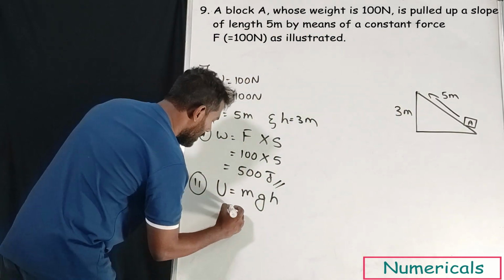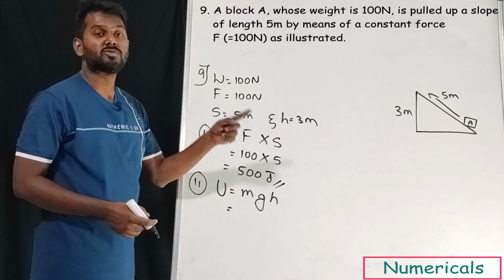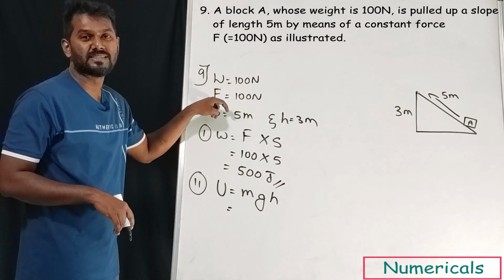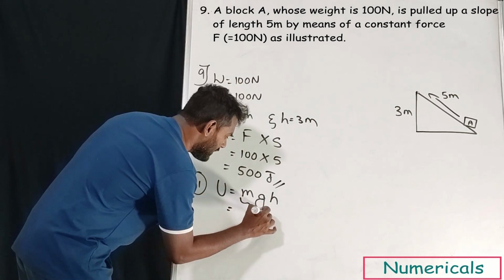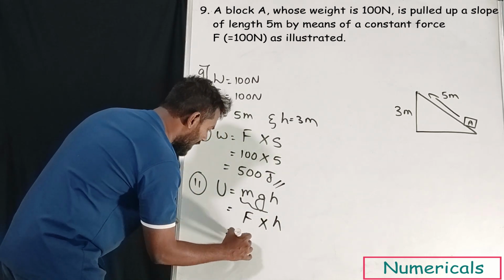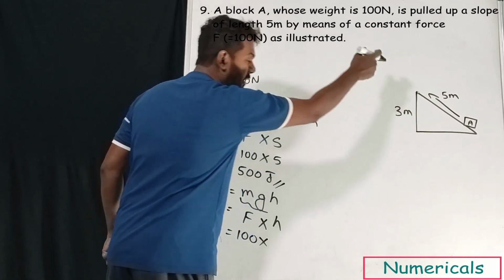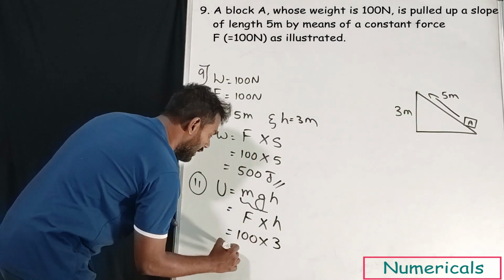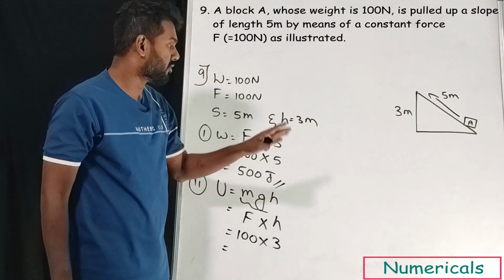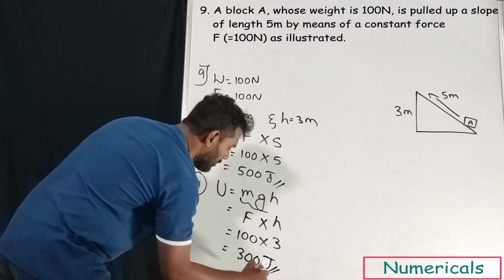Okay, now m into g, we don't have the value, correct? But what is m into g? If we multiply m and g, then what do we get? We get force, that is directly given. So combining these two, we can write it as F into h, correct? Now F is 100. Height, we should not take 5 meter, we have to take this perpendicular height, that is 3. This 3 we have to take only for potential energy, not for work done. Okay, now 100 into 3, that is 300 joules.